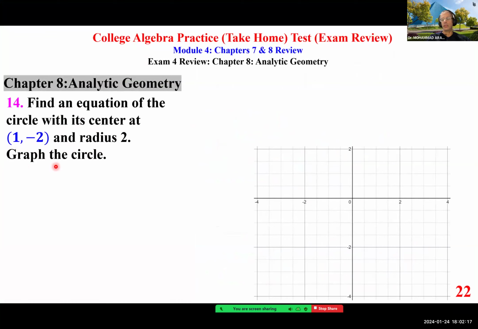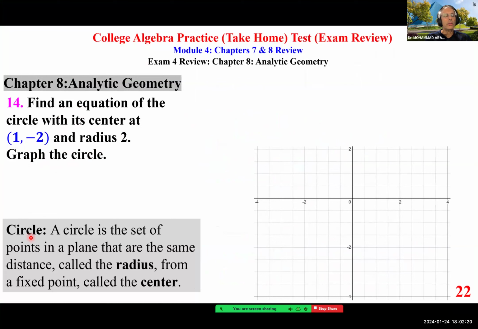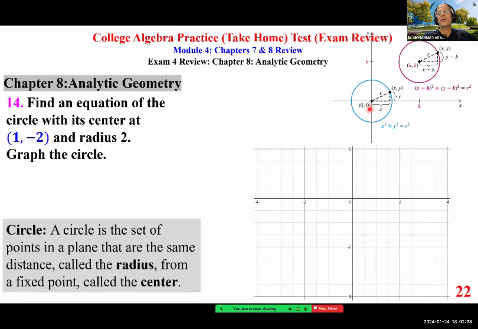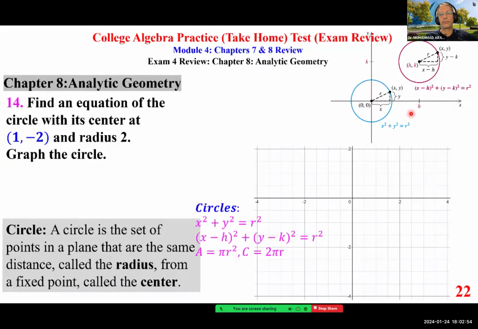So let's remind everybody about circles. Number 1, a circle is defined as follows. A circle is the set of points in a plane that are the same distance, called the radius, from a fixed point called the center. When the center is located at the origin, the formula is x squared plus y squared equals r squared. If it's located at (h, k), (x minus h) quantity squared plus (y minus k) quantity squared equals r squared, and it follows the Pythagorean theorem or distance formula.